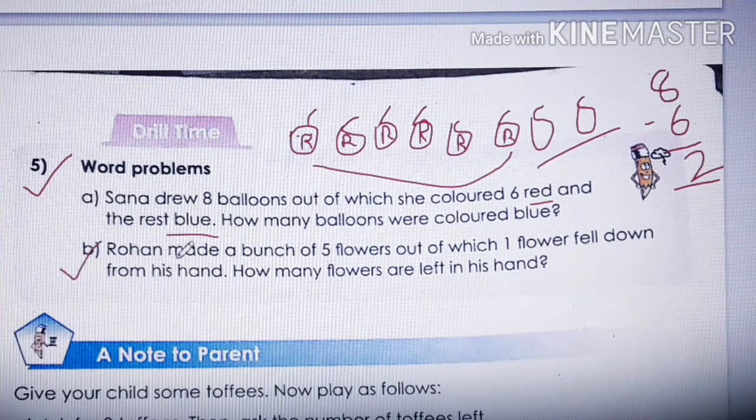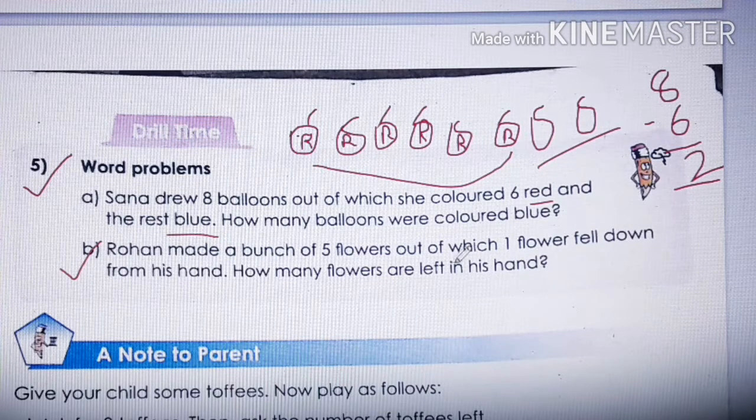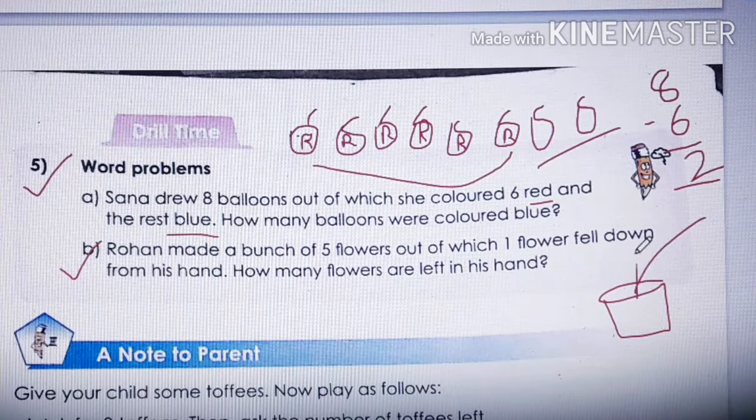Next, Rohan made a bunch of 5 flowers, out of which 1 flower fell down from his hand. How many flowers are left in his hand? So children, Rohan made a bunch of 5 flowers. Rohan made a bunch where there were 5 flowers. Okay. How many flowers? 5 flowers. Okay. So let's draw and see.